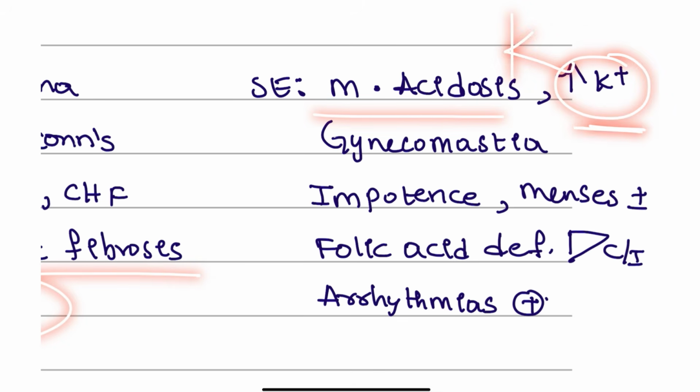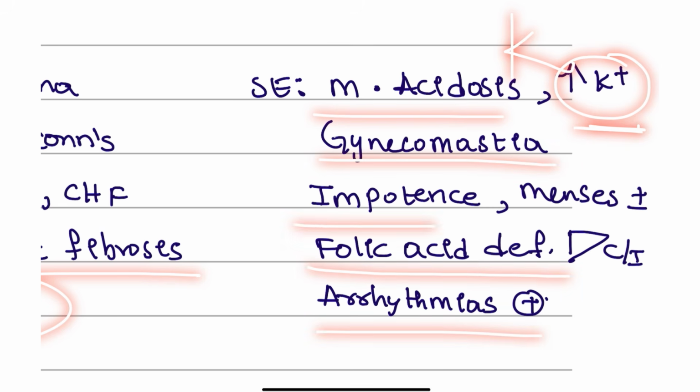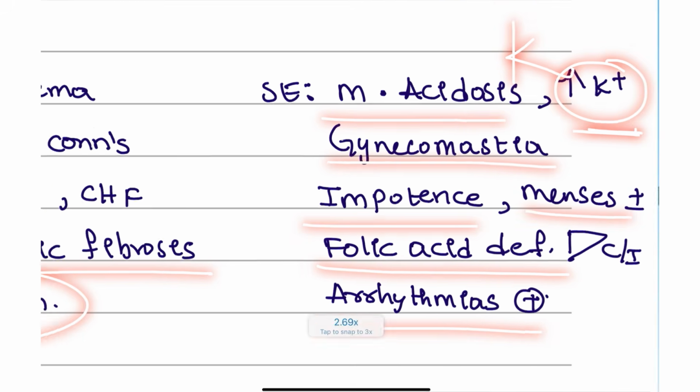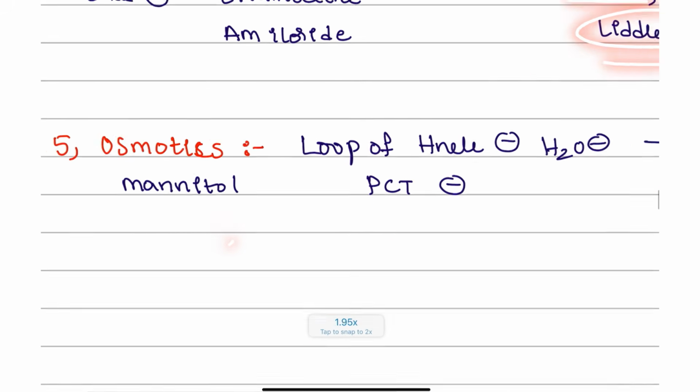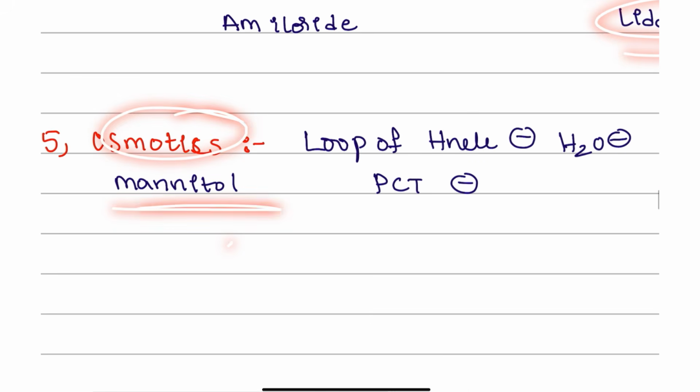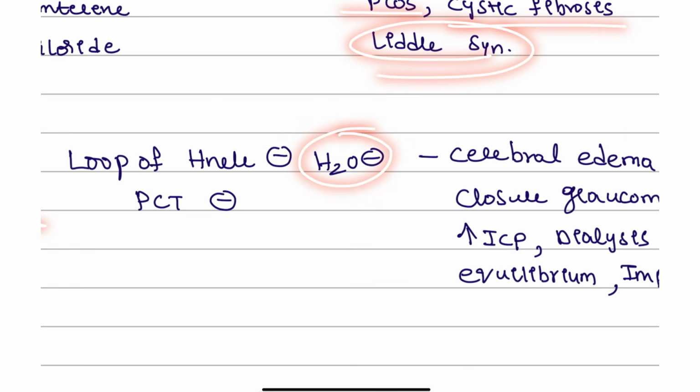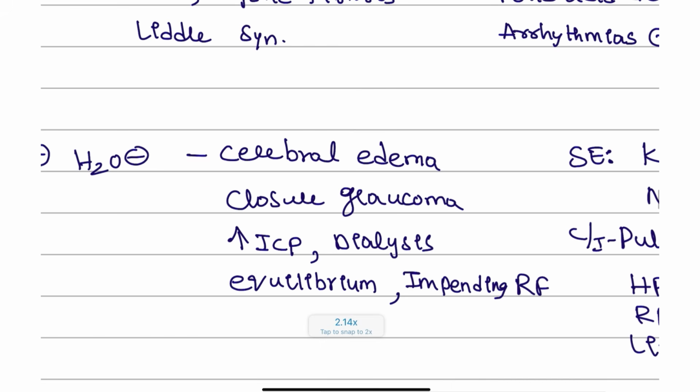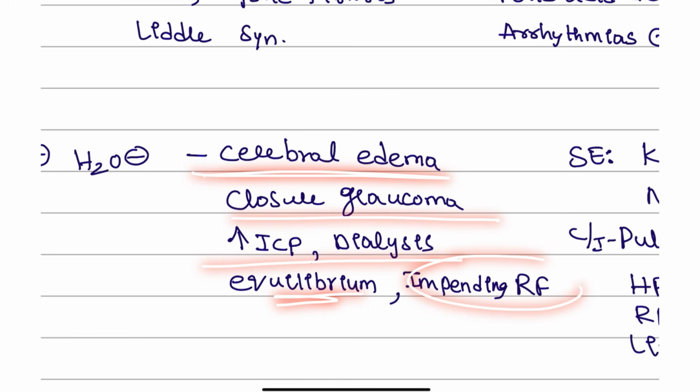Obviously, potassium will be increased. Gynecomastia, anti-arrhythmias, folic acid deficiency, impotence and the menses problem will be seen in this patient. Next, last one, osmotics. It is a loop of Henle drug, mannitol, and it is going to block the water intake. So cerebral edema, closure glaucoma, increased intracranial tension, dialysis equilibrium and impending renal failure, we can use this drug.